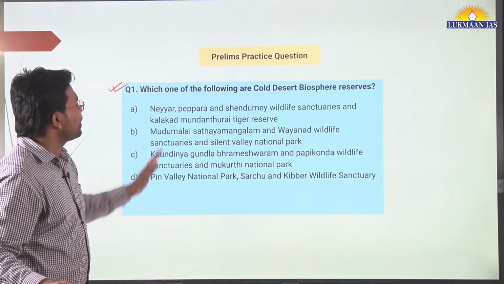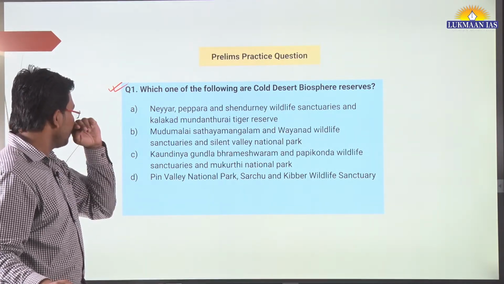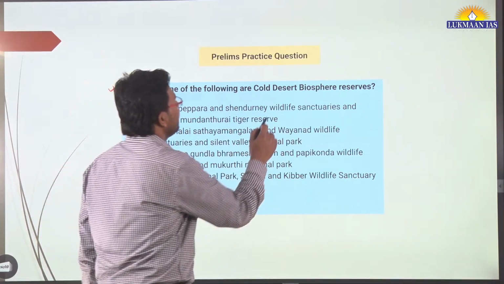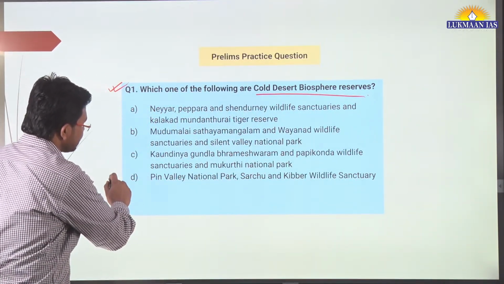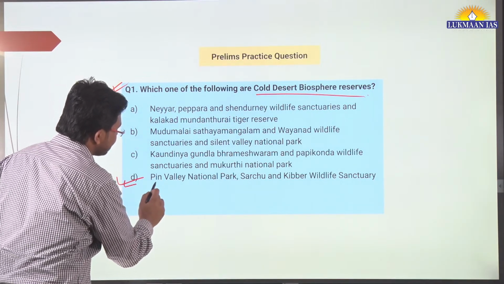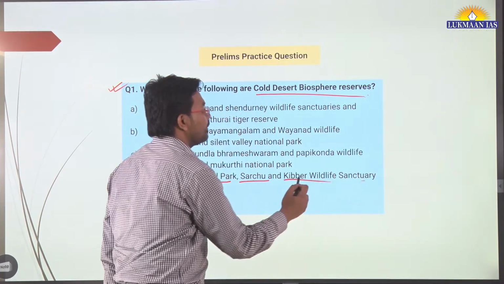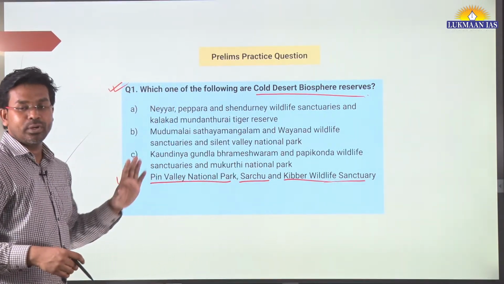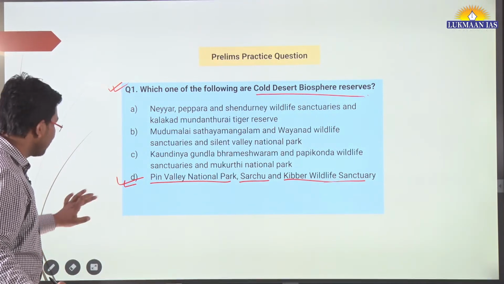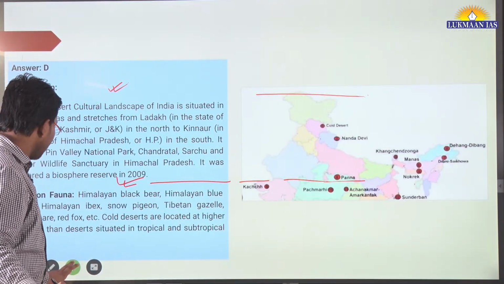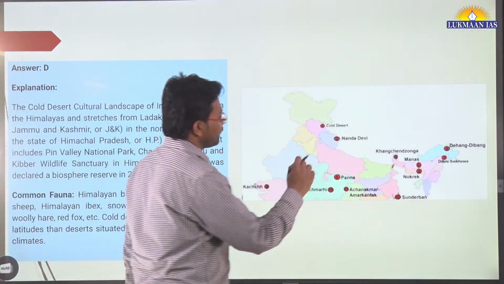Now we will see a question. It says, which of the following are cold desert biosphere reserves? They have given many options. D is the correct answer. Pin Valley National Park, Sarchu and Kibber Wildlife Sanctuary are part of the cold desert biosphere reserve. In your free time you can locate this. However, we have included a map to showcase where the cold desert biosphere reserve is located.